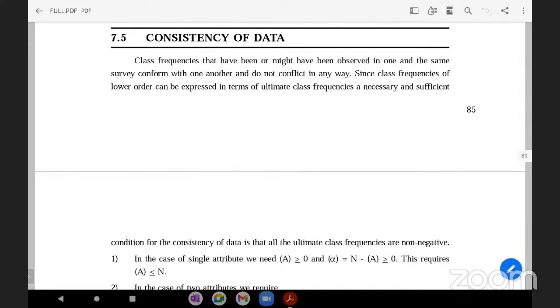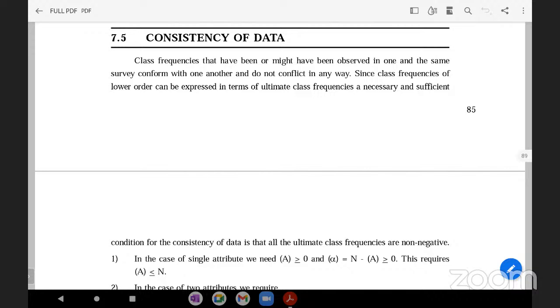I'm bifurcating into necessary and sufficient conditions. Class frequencies of lower order can be expressed in terms of ultimate class frequencies. This is a necessary condition, mandatory. Vice versa, there is a sufficient condition that should also be satisfied. What is that? All ultimate frequencies are non-negative.